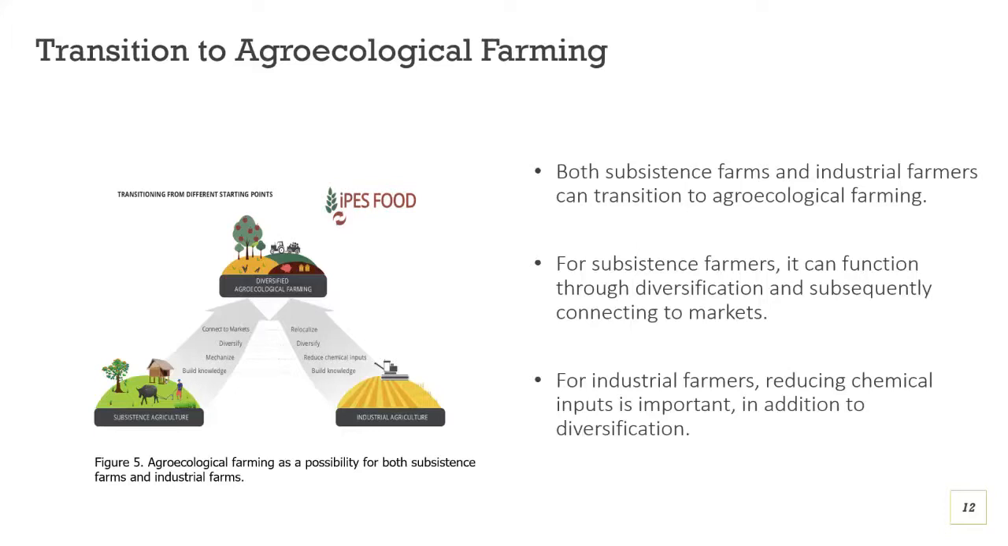For example, for subsistence agriculture, it could be diversifying the crops they grow, building knowledge, collecting the traditional knowledge that they might have lost over generations, and also introducing a certain degree of mechanization that could help them on their way to agroecological farming. And for industrial agriculture, it could be diversification of farming. Diversification is important for both, because promoting and conserving biodiversity is one of the main planks of agroecological farming. And for industrial agriculture, one of the main highlights of this transition could be reducing chemical inputs.